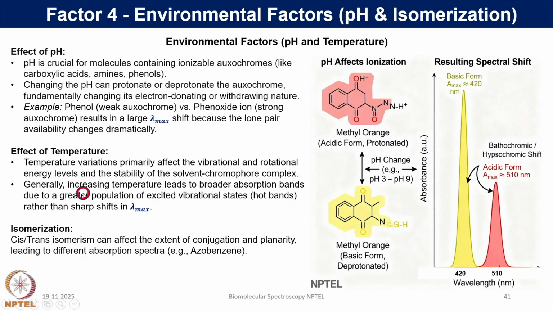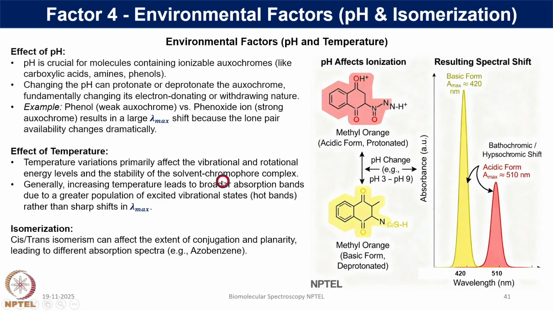Temperature variation primarily affects the vibrational and rotational energy levels, which can go up and down, and the stability of the solvent-chromophore complex can also be affected by temperature. Generally, increasing temperature leads to a broader absorption band due to greater population of the excited vibrational states, that is a hot band, rather than a sharp peak. So, if you increase temperature, your absorption is not very sharp; basically it gets delocalized over a large wavelength range.